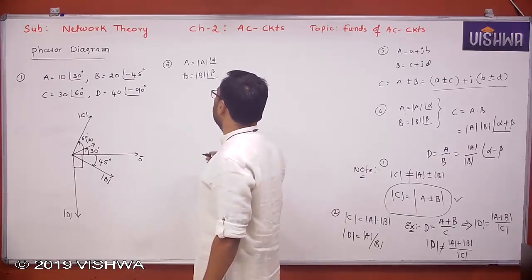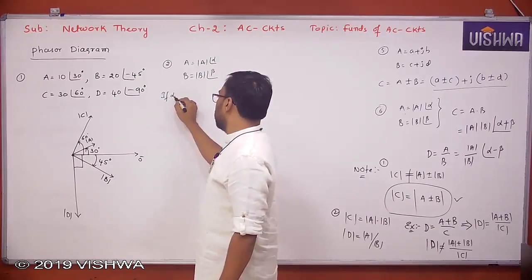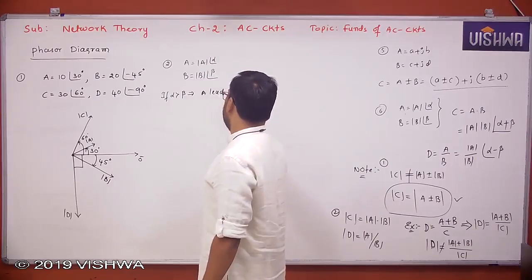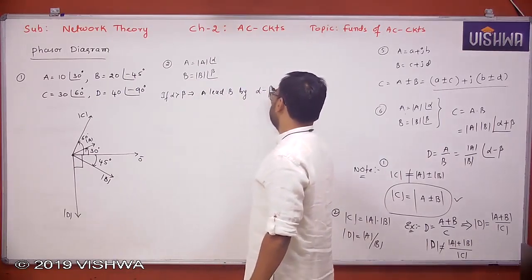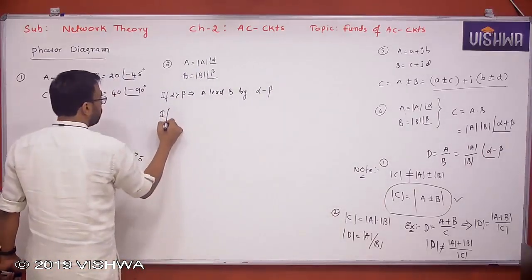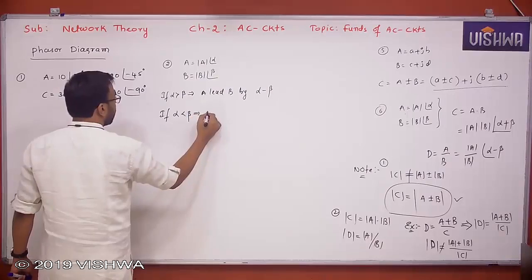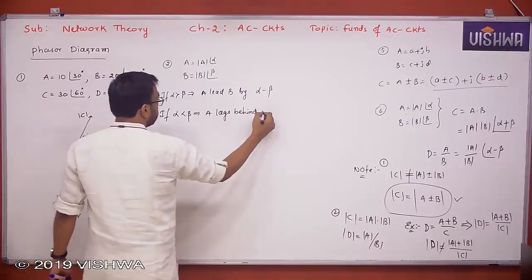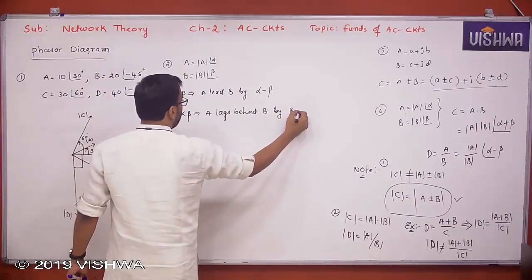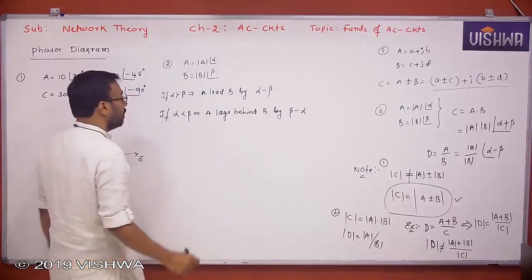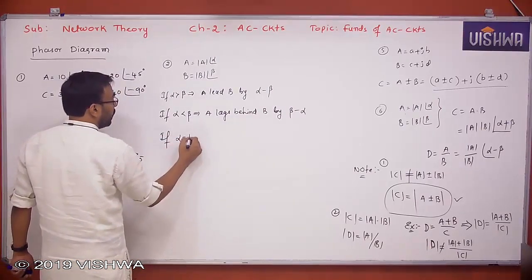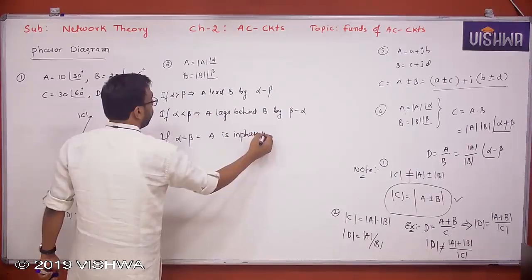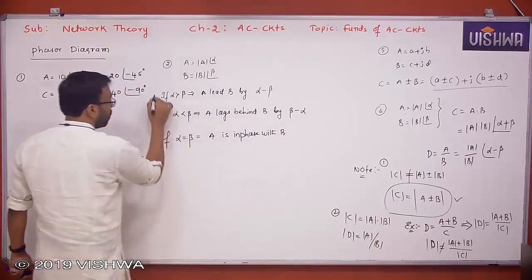Now if the angle alpha is greater than beta, then you can say A leads B by alpha minus beta. If alpha is less than beta, then you can say A lags behind B by beta minus alpha, because beta is greater. Yes or no? Beta minus alpha. If alpha is equal to beta, then A is in phase with B. Yes or no, all of you, we already learnt it.